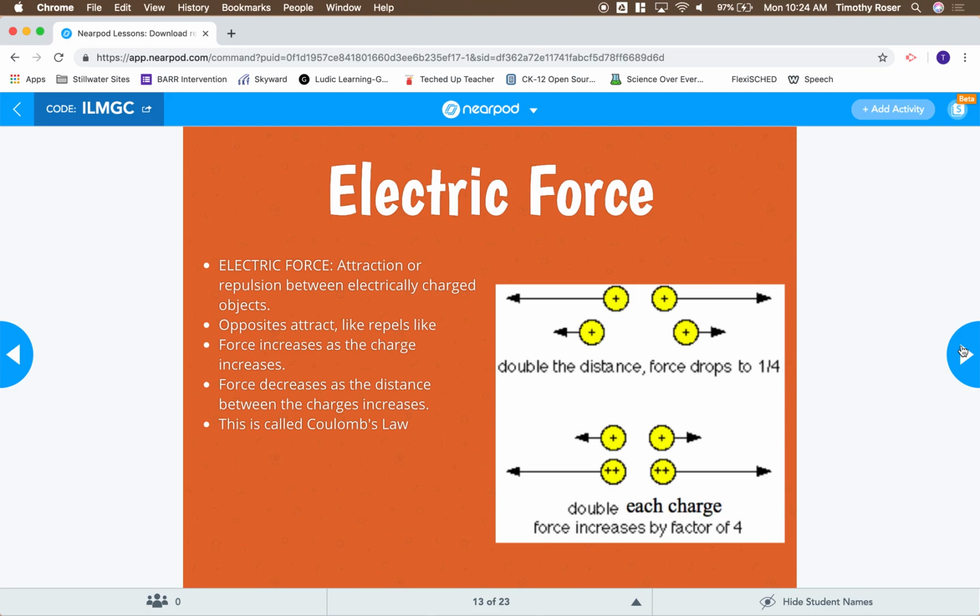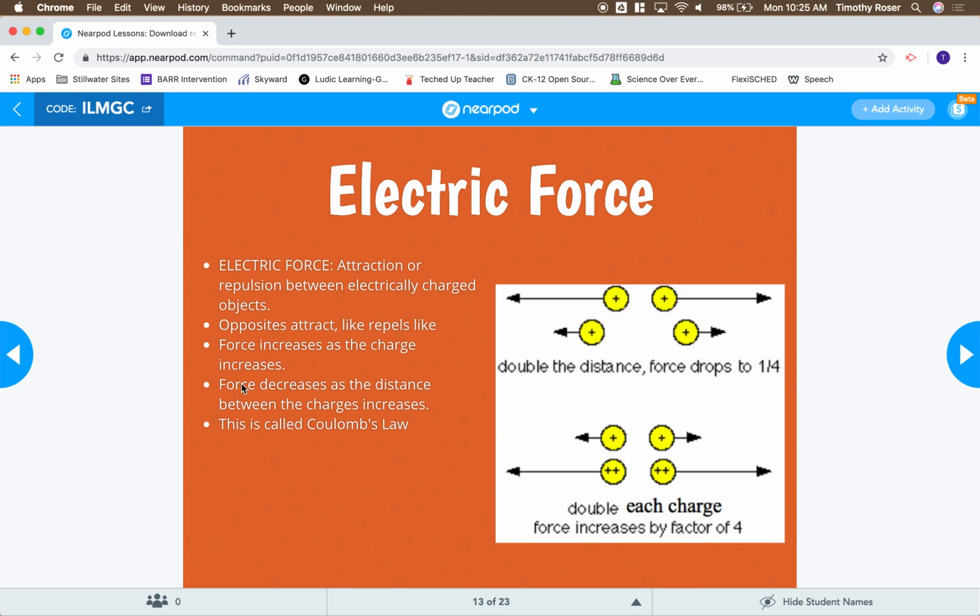So that means the 2 positive charges you see here are repelling each other, and a positive and negative charge would be attracting each other. The force increases as the charge increases. You see this in this part of the image: if you just have single positive charges, there's a small repulsion between the two, but if you double that charge, that is going to massively increase the amount of repulsion between the two. So as you increase the charge, the force between the two increases.